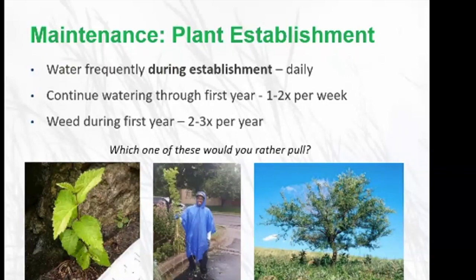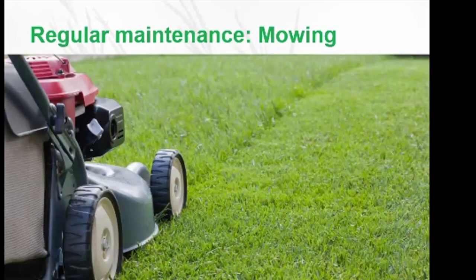Even after you get out of the initial establishment, through the first year, I would try to water at least once per week and maybe do a couple weeding events. Creeping Charlie, the bane of my existence. If you can keep it out of your lawn, your bee lawn flowers will absolutely thank you. And once you get through that, then we can start thinking about our regular mowing, our regular maintenance, years 2 through infinity.